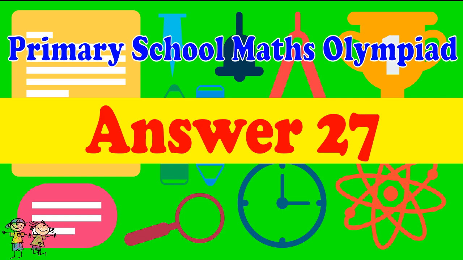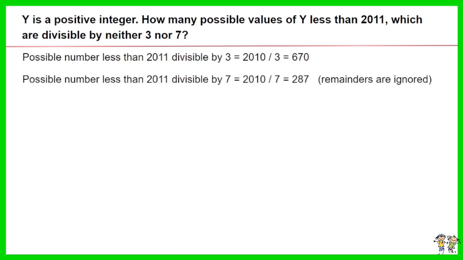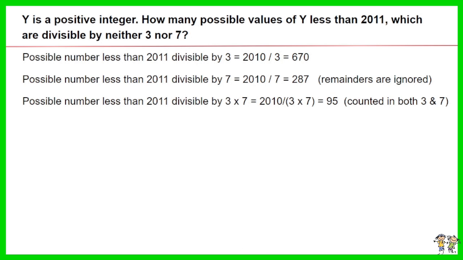Answer for question 27. The possible number less than 2011 divisible by 3 equals 2010 divided by 3 equals 670. The possible number less than 2011 divisible by 7 equals 2010 divided by 7 equals 287. The remainders are ignored. The possible number less than 2011 divisible by 3 times 7 equals 2010 divided by the result of 3 times 7 equals 95. These are numbers counted in both the divisible by 3 and 7.